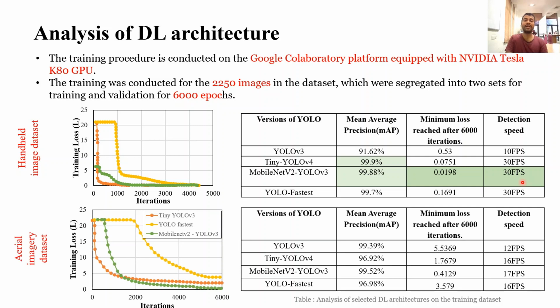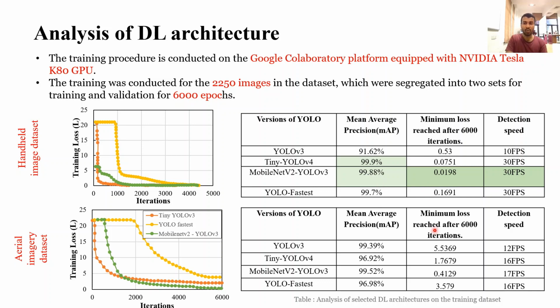We also conducted the same training for both of these setups, the handheld images as well as the aerial imagery setups that you can see here. You can see that the convergence of the training loss happens a bit faster in the handheld image dataset in comparison to the aerial imagery dataset, and you can also see that the mAP is lower in comparison to the handheld dataset.